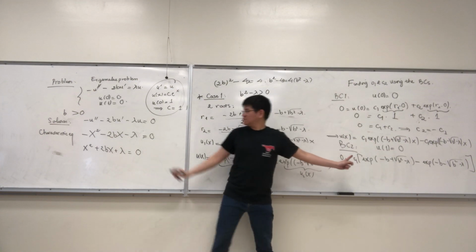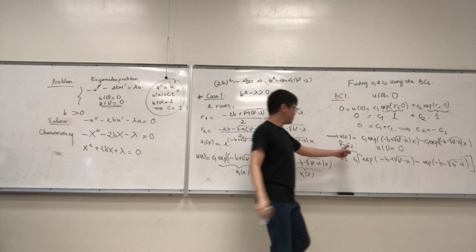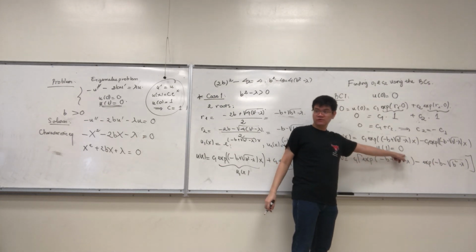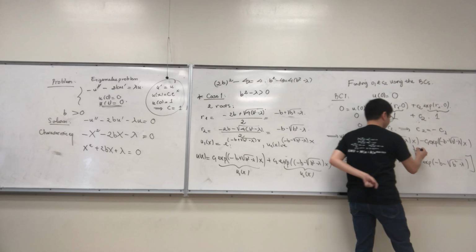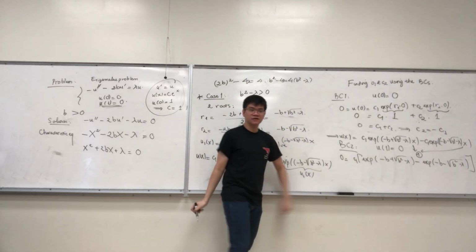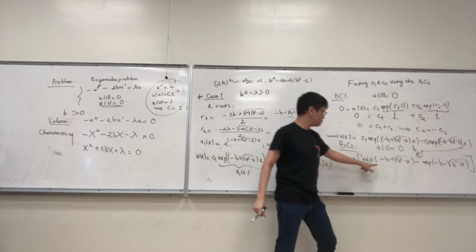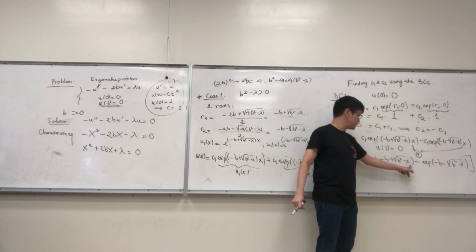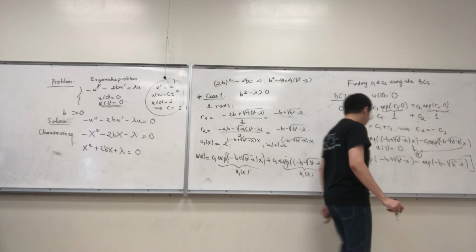So I'm going to use the second boundary condition, which is here. All right? The second boundary condition says that u(1) is 0. So I'm going to replace x by 1 here and here. So I have 0 is c1 exponential of minus b plus square root of b squared minus lambda, minus exponential of minus b minus square root of b squared minus lambda.